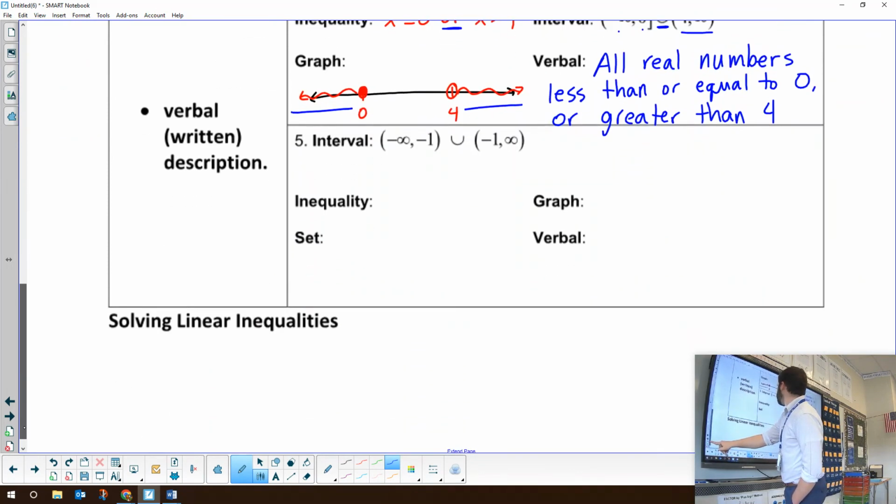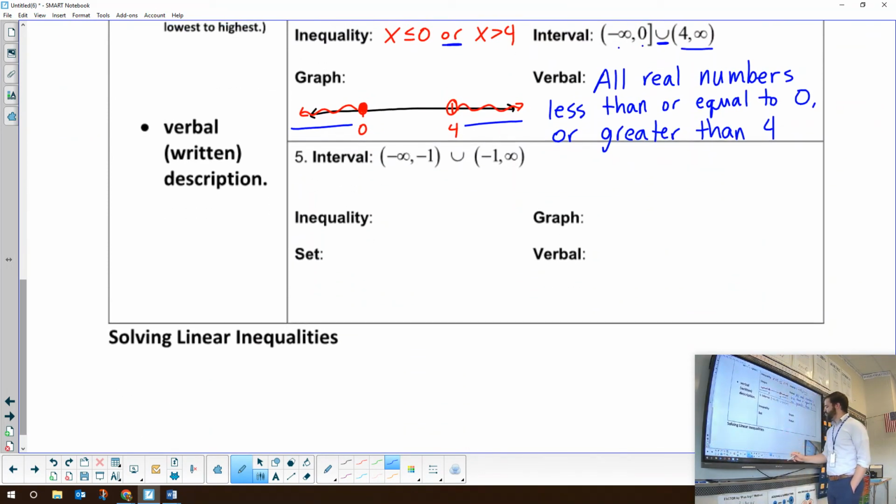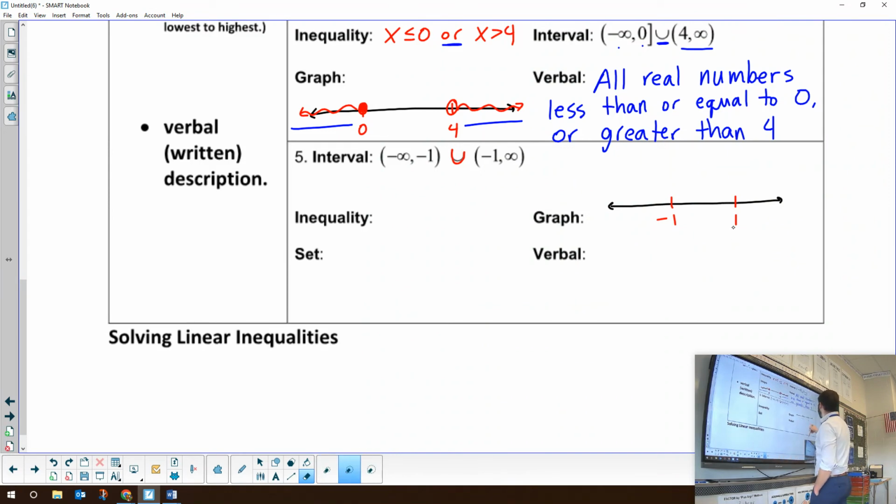Okay, let's take a look at our last problem, number 5. So this one starts off with the union. Anytime you see the union, anytime you see or, you know your graph's going to go apart. So let's show our graph here. I'm going to put 2 points on there. I'm going to have a point at -1 and a point at -1. So they're both at -1. Let me rewrite this out here. Okay, so they're both at -1, but I still have a union.